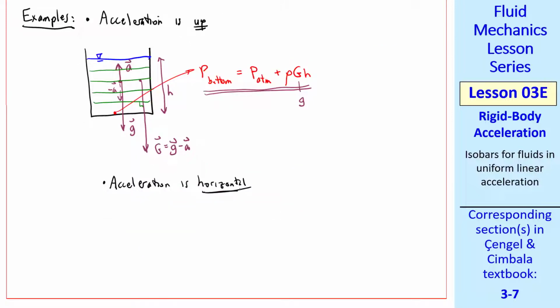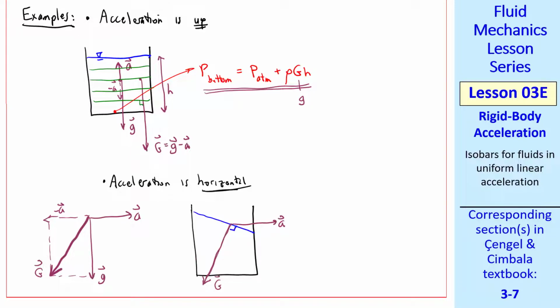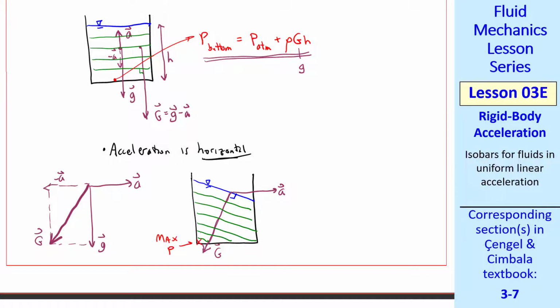What about when the acceleration is horizontal, to the right or left? This would be like one of those cool elevators in the Star Trek Enterprise that go sideways as well as up and down. Suppose A is to the right and g is down, negative A is to the left, and capital G is again little g minus A. The surface will tilt perpendicular to our modified gravity vector G, and the isobars will be parallel to the surface. Again, in this case, the maximum pressure point is on the lower left.